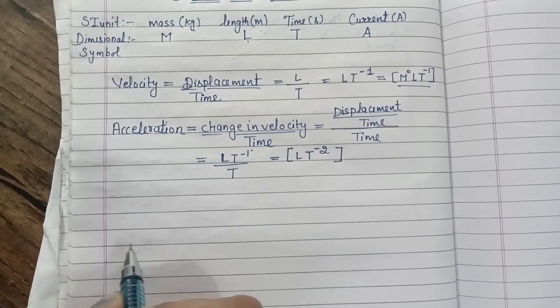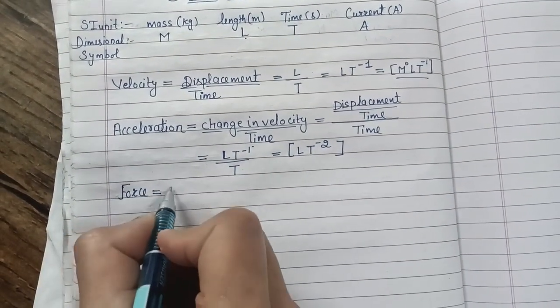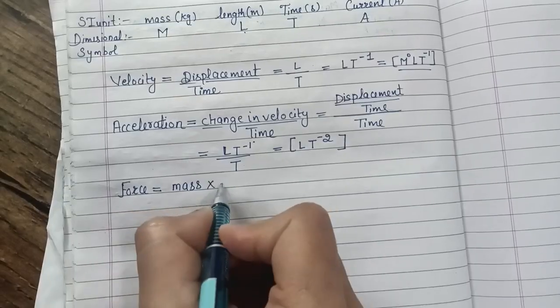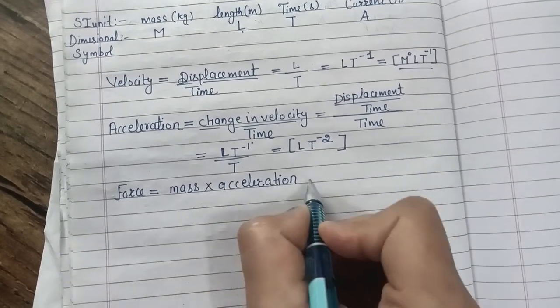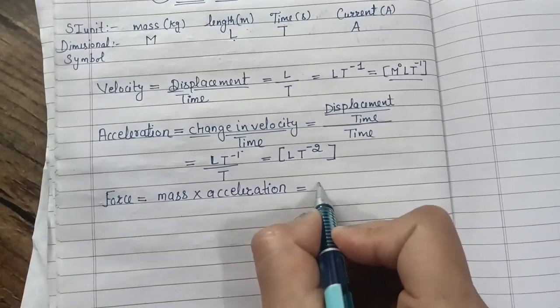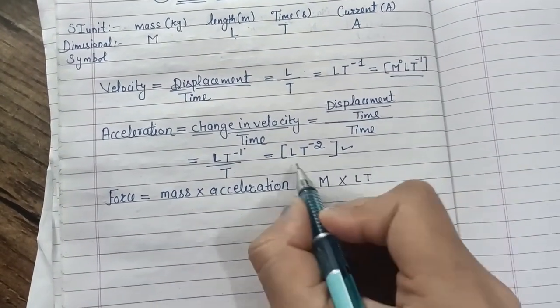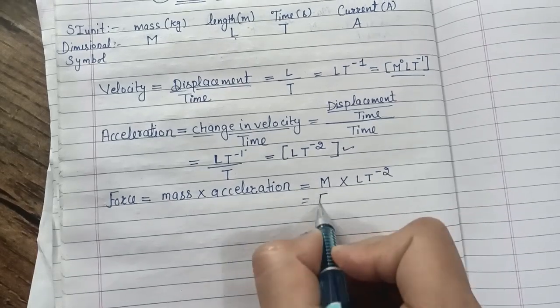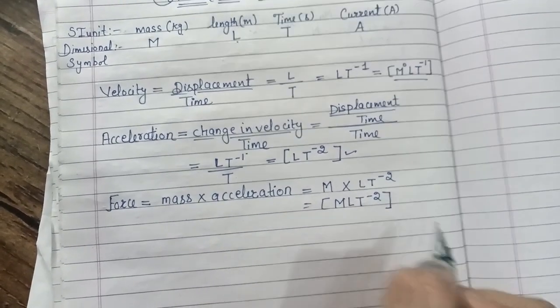The third we are going to calculate is force. We know that force is equal to mass into acceleration. The symbol for mass is capital M, and for acceleration we already found the dimensional formula, that is LT^-2, and it will become MLT^-2. That is the dimensional formula for force.